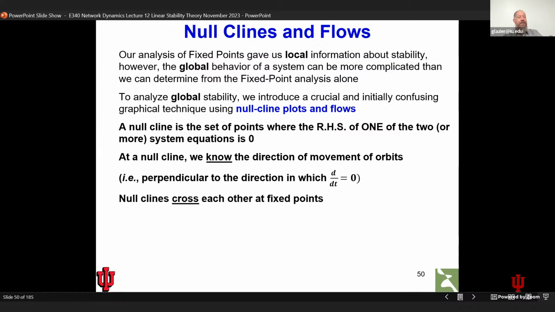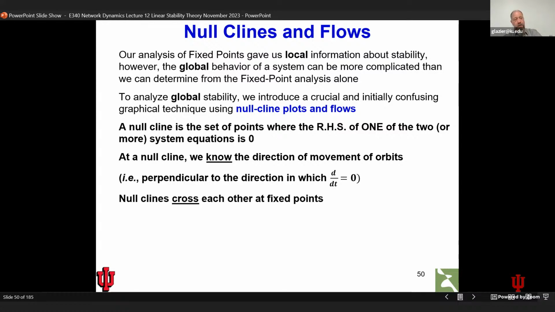So a cline is a set of points that obey a particular rule. When you do clines in a graphic plot, you are typically plotting the set of points where, for example, the function has the value of 10. A null cline is a set of points where a function has a value of 0.